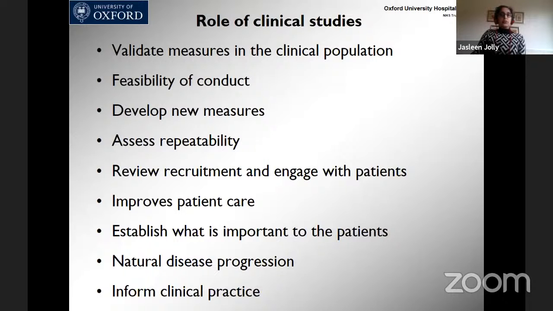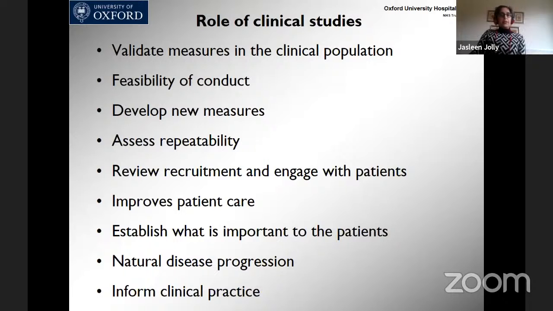We need to look at natural disease progression, because if you don't understand how the disease changes over time, then how do you know whether your therapy is actually changing the course of the condition? So having natural disease progression studies beforehand is a really useful tool to compare back, and it can shorten the length of the clinical trials. And since clinical studies are cheaper to run than clinical trials, this makes the clinical trial more effective, more cost efficient, and quicker.